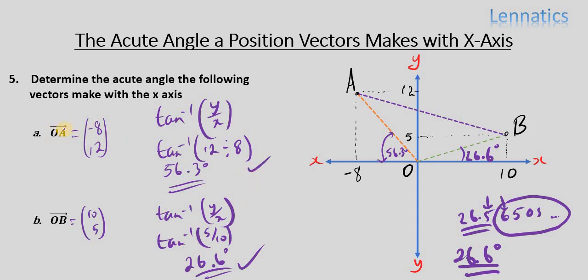So we can say vector OA makes an acute angle of 56.3 degrees with the x-axis, and vector OB makes an angle of 26.6 degrees with the x-axis. Remember that an angle is formed when 2 straight lines meet. So the x-axis and the vector, that's the angle we're looking at there. If it's this way, this is the angle we're looking at, because we're looking at the acute angle, the one that's less than 90 degrees. Hopefully this video was really helpful.